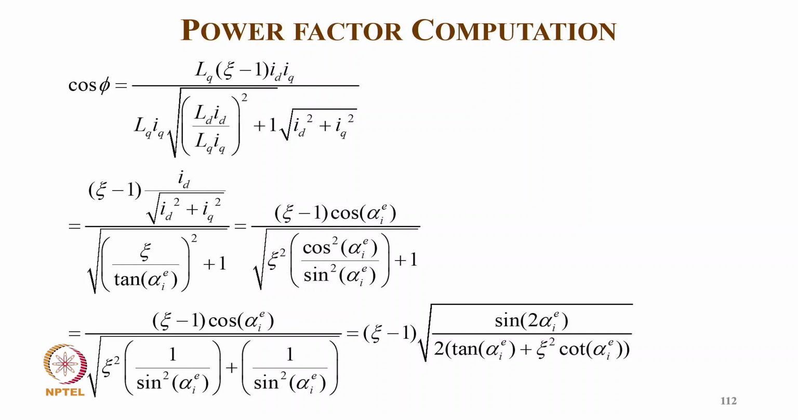And then cos phi equal to lq (eta minus 1) id iq divided by ld lq, square root of (ld id divided by lq iq) square plus 1, times the square root of id square plus iq square, and equal to (eta minus 1) id upon the square root of id square plus iq square divided by the square root of eta upon tan alpha I square plus 1, or equal to (eta minus 1) cos alpha I divided by the square root of eta square cos square alpha divided by sin square alpha I plus 1, and equal to (eta minus 1) cos alpha divided by the square root of eta square over sin square alpha I plus 1 over sin square alpha I. So that is (eta minus 1) square root of sin 2 alpha I divided by 2 tan alpha I plus eta square cot alpha I.